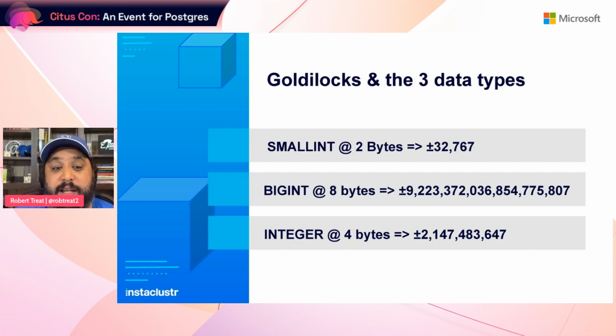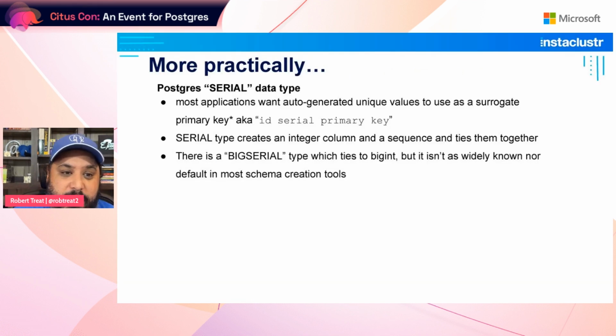And so people settle on the integer, which is 4 bytes. It goes up to 2 billion, and 2 billion should be more than enough for anybody. So that one is just right. They pick that one and you're off to the races. And that's usually not a bad choice, at least for getting started and trying to set up your initial schema.